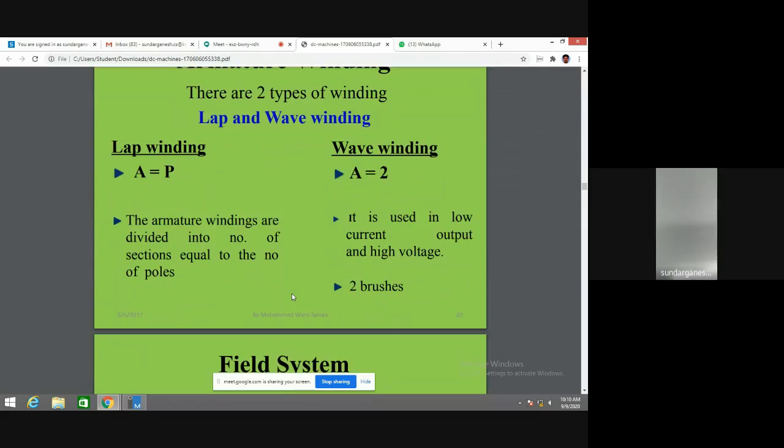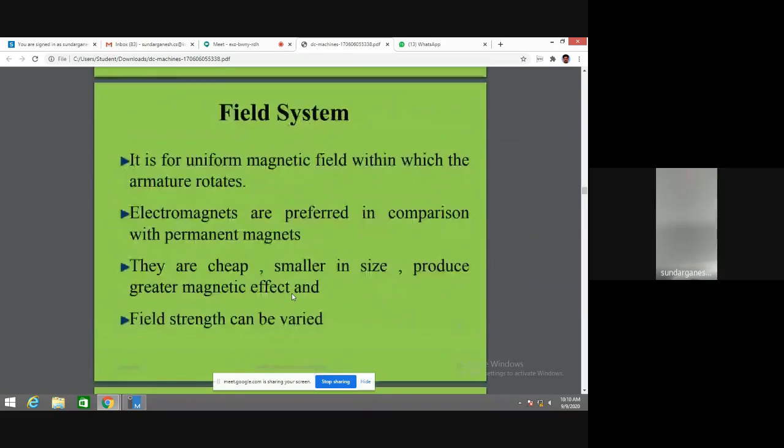Field system. Here there is no permanent magnet, it is only an electromagnet. Even though it is an electromagnet, we are supplying DC current. Since it is DC current, the magnetic field is constant, so it produces a uniform magnetic field. The armature will rotate. Electromagnets are preferred when compared to permanent magnets. Why? Because electromagnets are cheap.